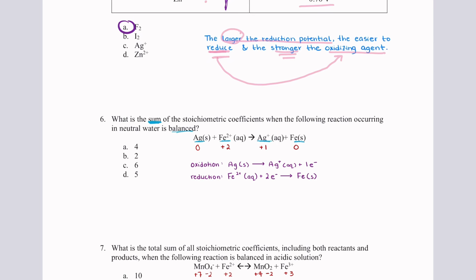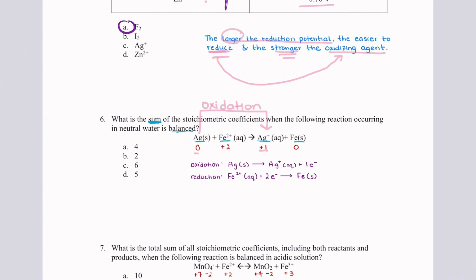First, we will assign oxidation numbers to see what changes. In the reactants, silver starts as elemental silver, and its oxidation number here is 0. It ends up as silver 1 plus in the products. Its oxidation number there is plus 1. So we go from 0 to plus 1, which is an increase in oxidation number. That tells us that silver loses electrons and gets oxidized.